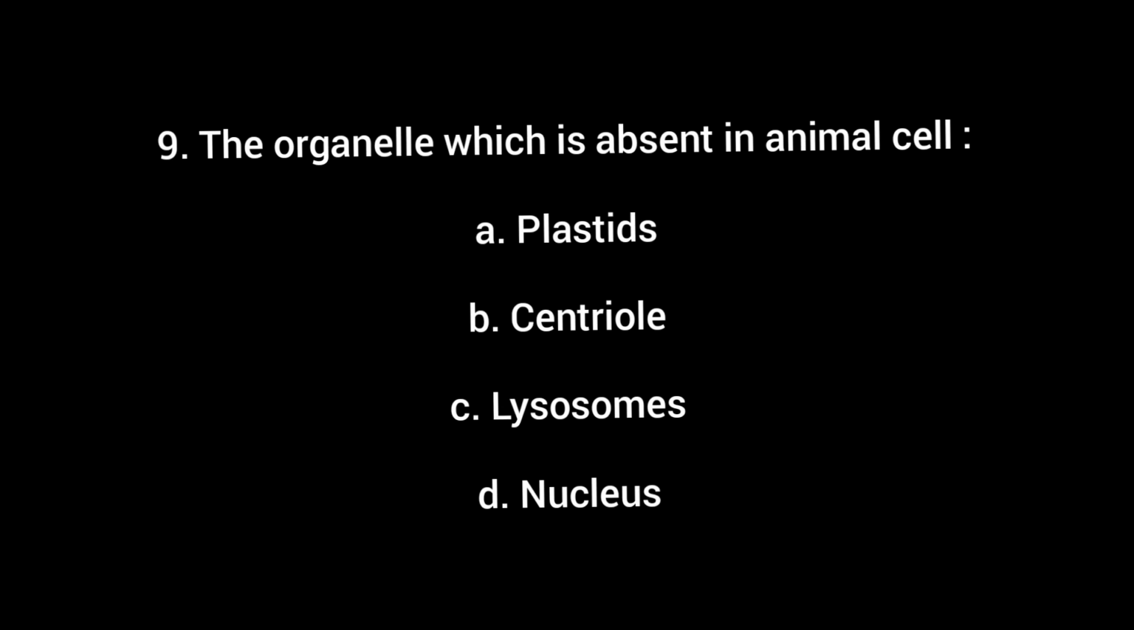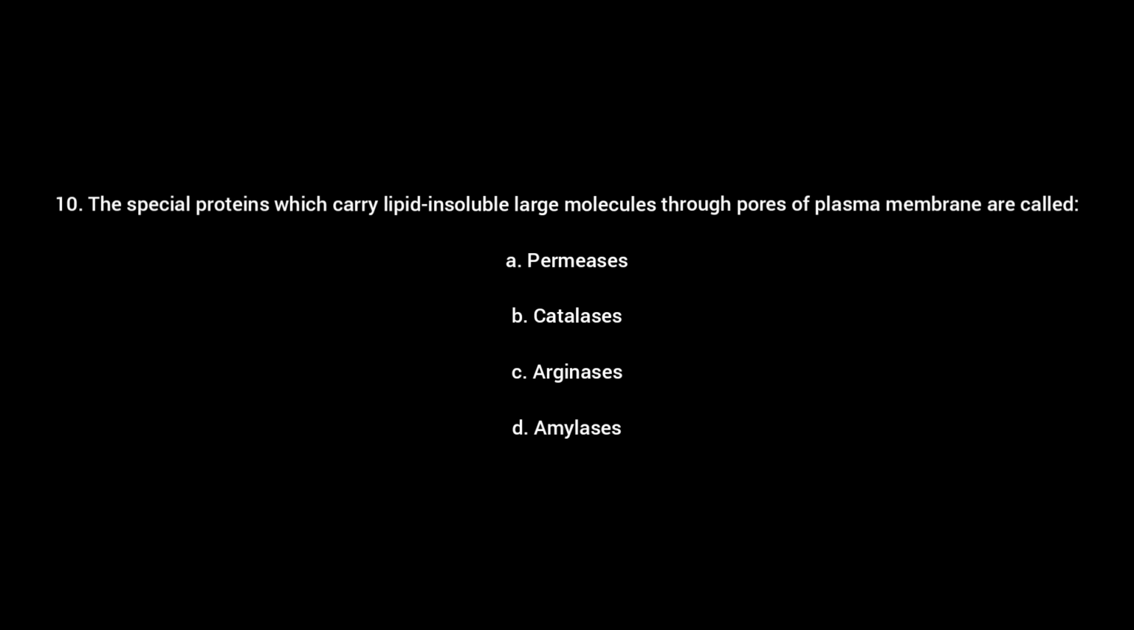MCQs number 9. The organelle which is absent in animal cell: A. Plastids, B. Centriole, C. Lysosome, D. Nucleus. So the correct option is A. Plastids, absent in animal cell.